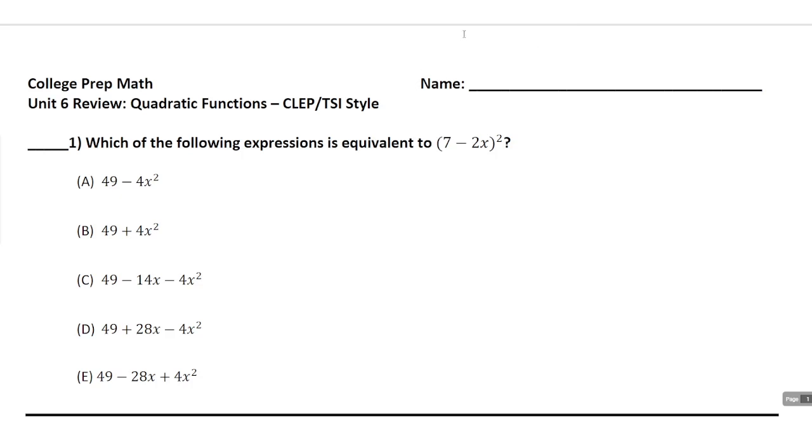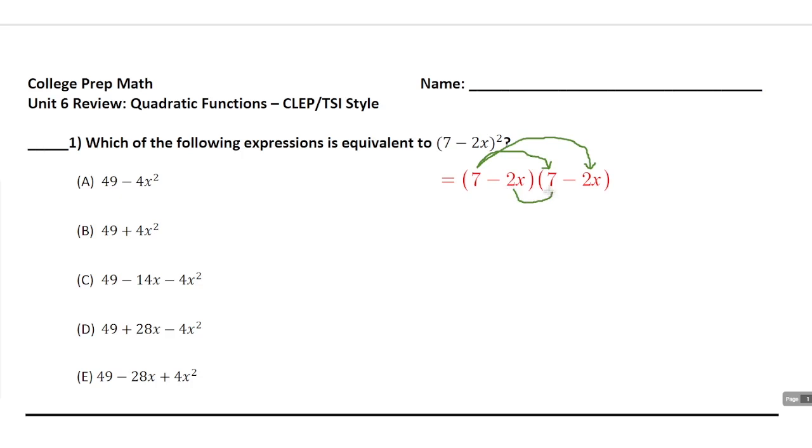Number 1 says, which of the following expressions is equivalent to (7 minus 2x) squared? So whenever you're squaring something, that means that you're multiplying it by itself. So we should have (7 minus 2x) times (7 minus 2x). Now to multiply two binomials, you're going to use the distributive property on the first binomial. So you're going to take each term in that first binomial and multiply it by each term in the second binomial. So we'll multiply the 7 by 7 and negative 2x, and do the same thing with negative 2x.